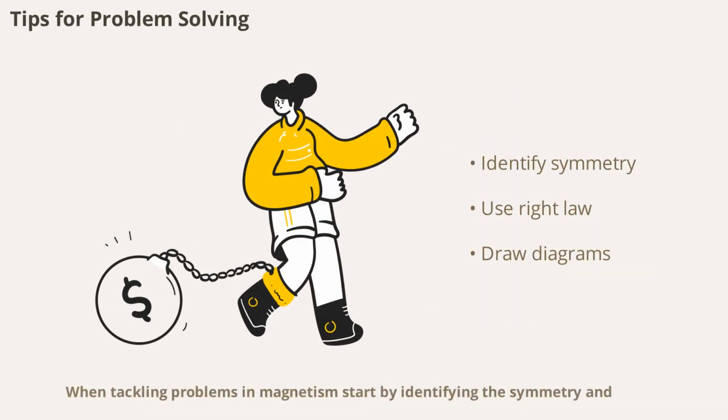In tackling problems in magnetism, start by identifying the symmetry and choosing the right law, Biot-Savart or Ampere. Draw clear diagrams, keep track of vector directions, and use the right-hand rule for forces. Practice is key to mastering these concepts and applying them confidently.